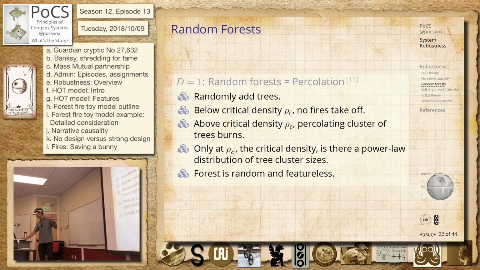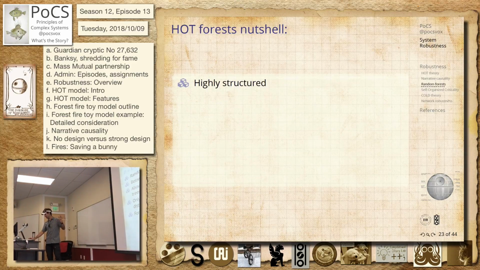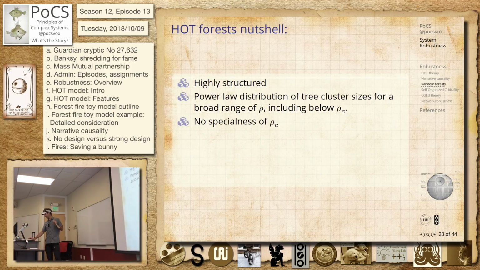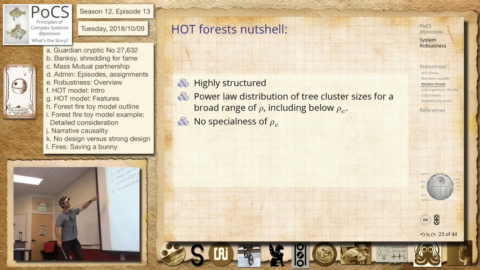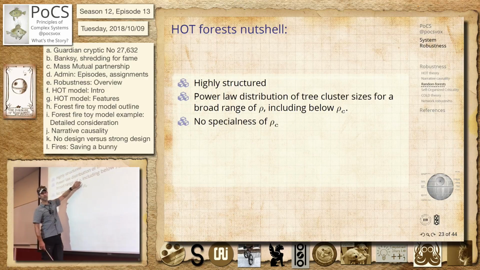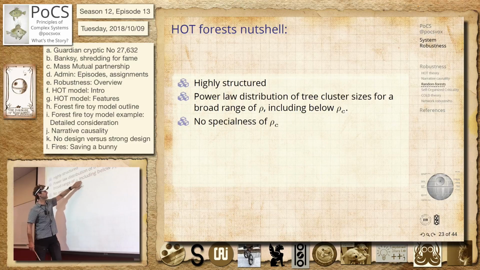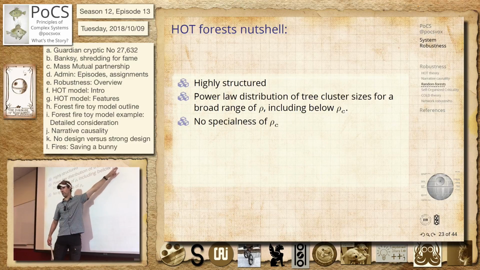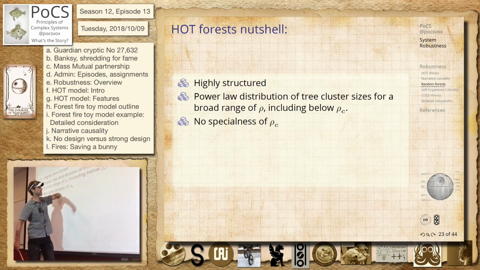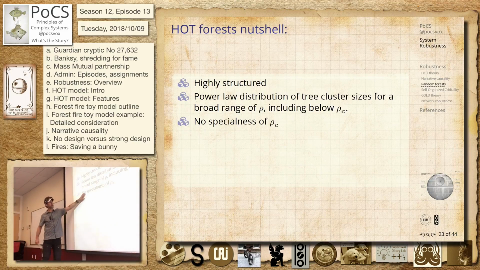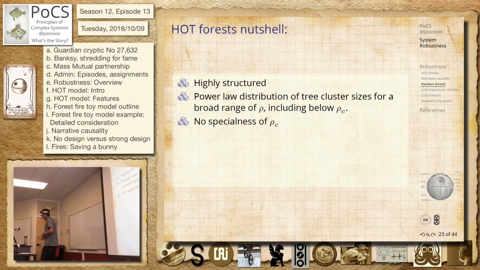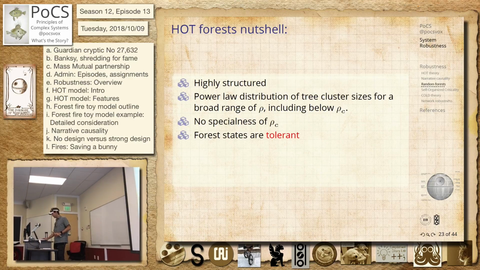Randomness, featureless. Forests are random and featureless. Hot, on the other hand, power law distribution, it doesn't really matter, right? There's a lot of variability. You can have different densities, certainly away from the percolation threshold. And for this kind of system, for a square grid system, there's no specialness of a critical threshold. So it's moved away. It's lifted that problem away because that was weird.